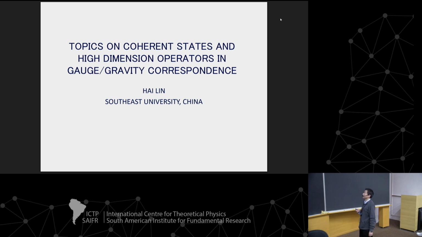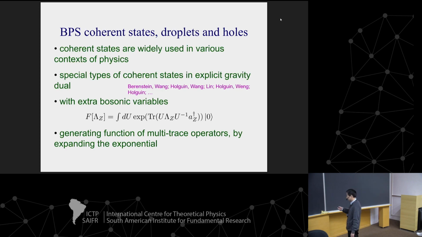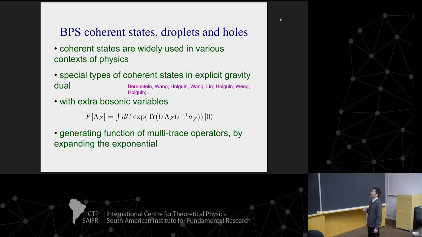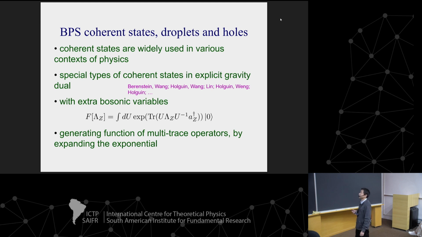Today, I will talk about coherent states in gauge gravity correspondence. These coherent states can be created by operators involving operators with high conformal dimensions. The coherent states are widely used in various contexts of physics. In gauge gravity correspondence, there are different types of coherent states. Here, I focus on special types of coherent states, which have very explicit gravity dual descriptions.